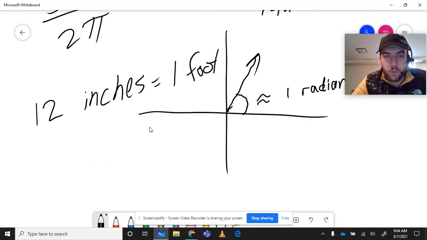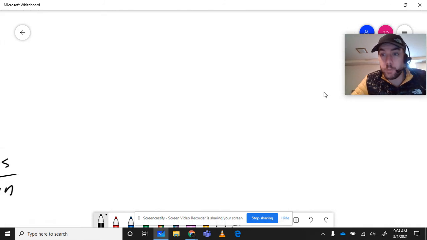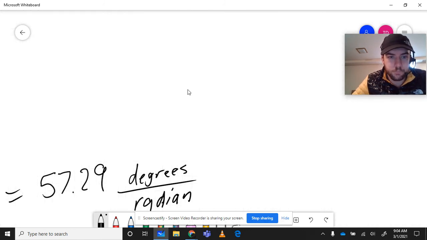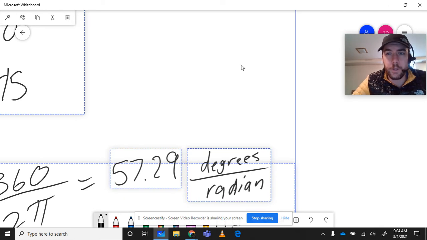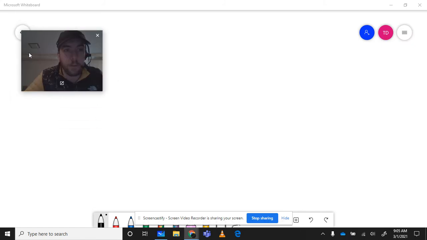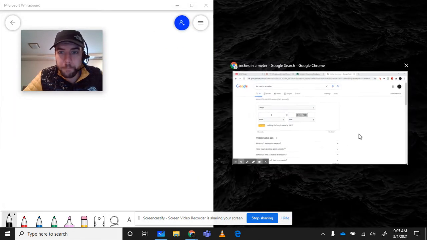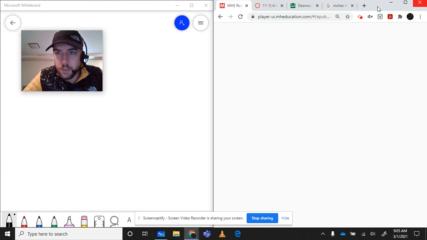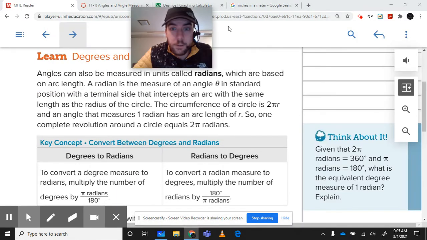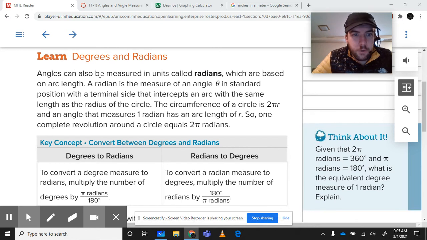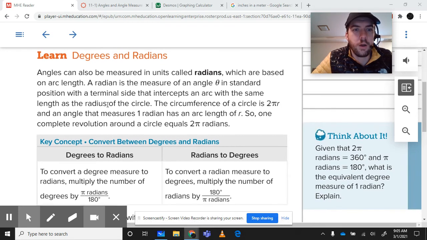In the same way, radians is just a better measurement system for dealing with circles. It deals with ideas that are actually intrinsic to the circle itself, rather than just some kind of arbitrary number that we picked out because it divides well. Okay, so let's hop into the actual book and walk through those ideas in the way that they summarize them. So angles can also be measured in units called radians, which are based on arc length. A radian is the measure of an angle in standard position with a terminal side that intercepts an arc with the same length as the radius of the circle.